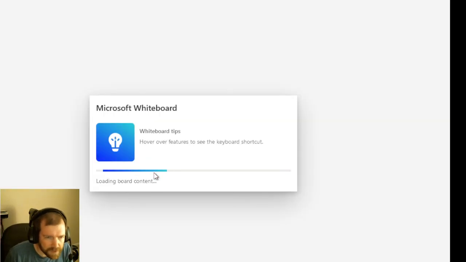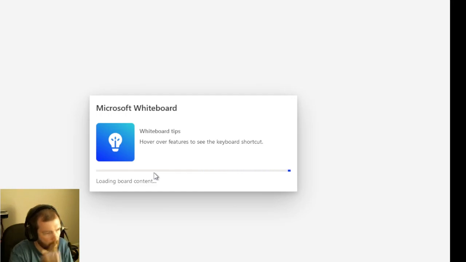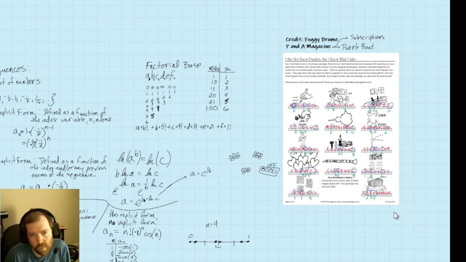I don't actually remember that. What is this? It's been since the beginning of April, so 2 months ago is practically forever. Oh, yeah. I was doing a puzzle.